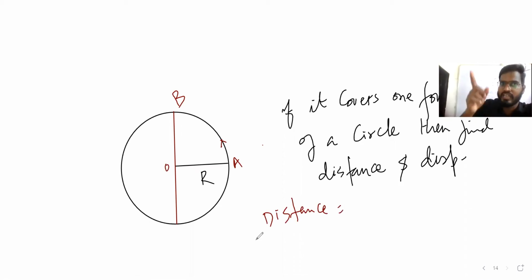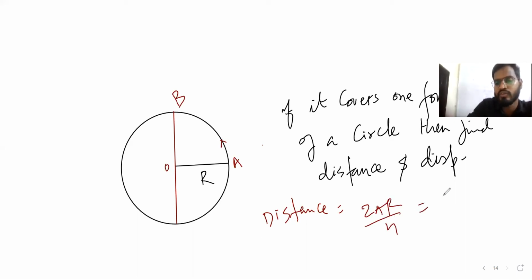We had done the semicircle. Semicircle is what? 2 pi r by 2. Full circle is 2 pi r. Semicircle is 2 pi r by 2. And quarter circle is what? 2 pi r by 4. So distance is going to be 2 pi r by 4, which is pi r by 2.